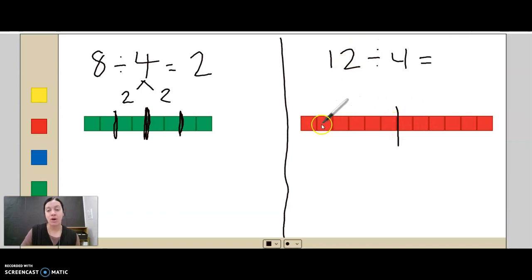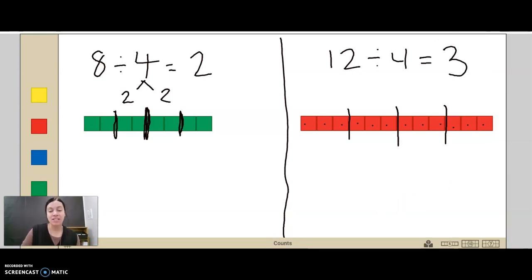I now have 1, 2, 3, 4, 5, 6, and 1, 2, 3, 4, 5, 6. I'm going to think about halving each one of my 6s, or dividing each one of my 6s by 2, and then I can count to see how many I have in each group. 3 in that group, 3 in that group, 3 in that group, and 3 in that group, which means that 12 divided by 4 equals 3.